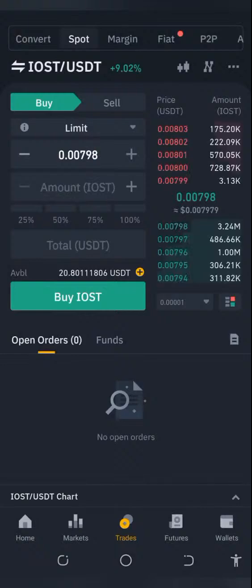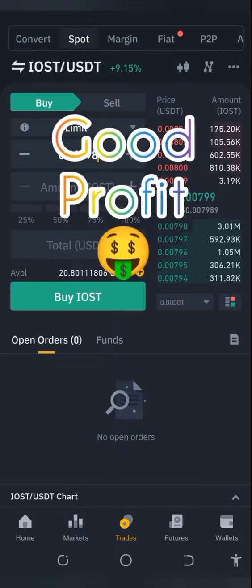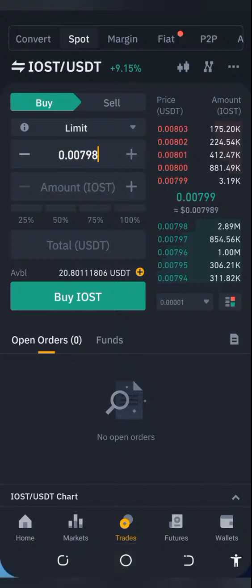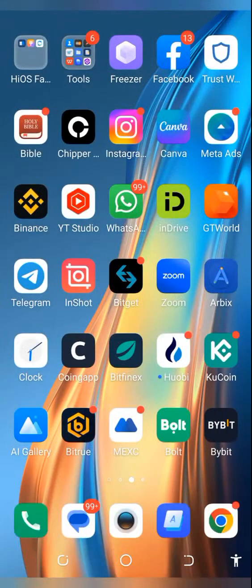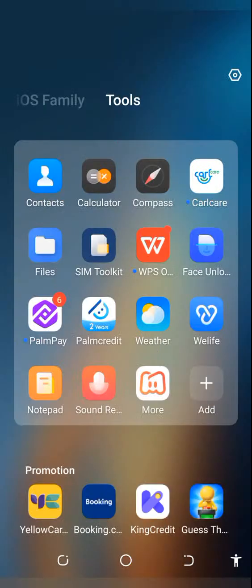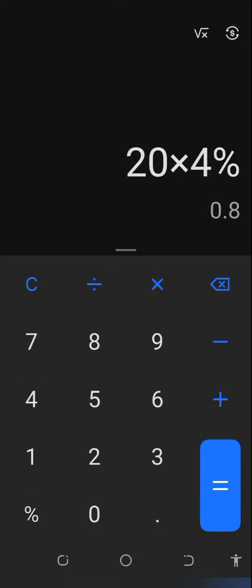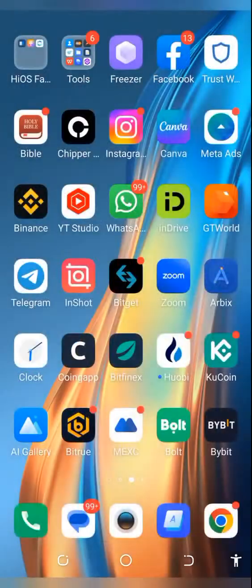This is one of those where you wait a while and then you make a very good profit from this. Anyways, I'm glad to announce to you that we made a good profit from this. Let's check what the profit is. 20 times, is it 4%? Yeah, 4% gave us 80 cents. Beautiful. So that was a good one.